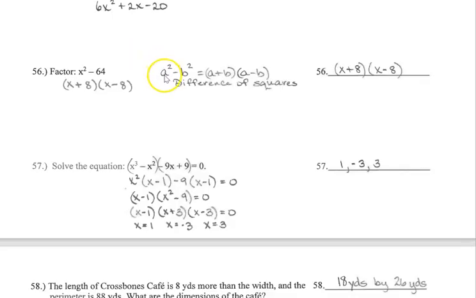And so it's just going to be a squared has to be a times a, and b squared has to be b times b, one sign plus, one sign minus. All right. So for x squared minus 64, x squared would be x times x. 64 would be 8 times 8, one sign plus, one sign minus. There's our difference of squares.